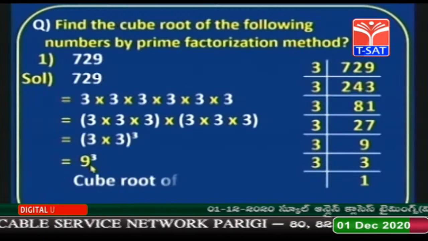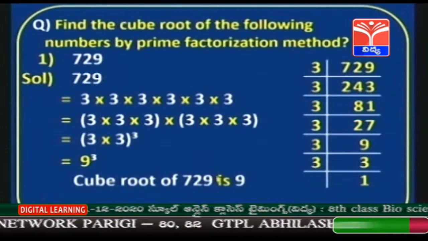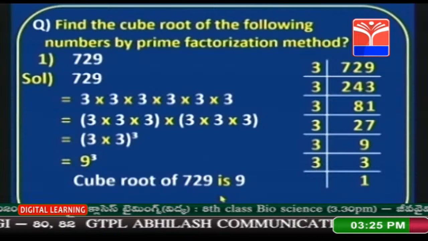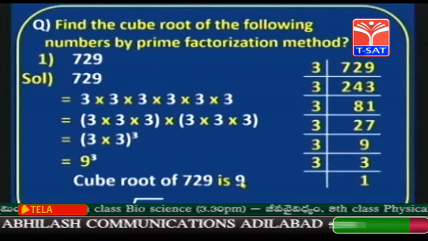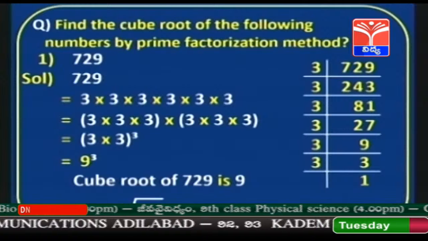So cube root of 729 can be taken as its base. What is the base here? Yes, it is 9. So cube root of 729 is 9. Now let us find the cube root of 2744.